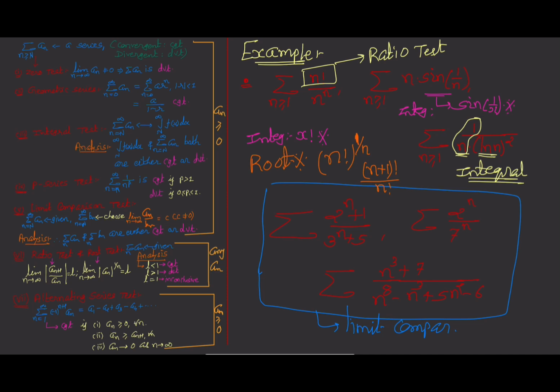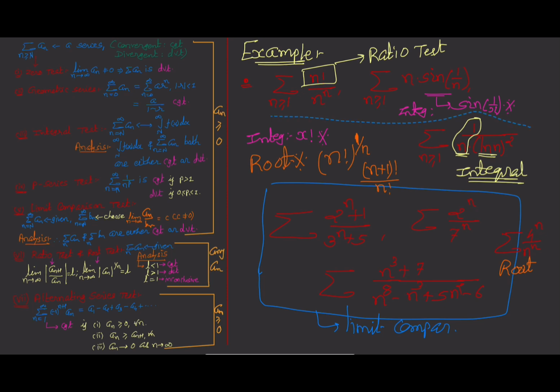If you have one example, for example summation 4 raised to n upon n raised to n, then only the root test is more helpful. This example, only the integral test. This example, summation n sine 1 upon n, everything is difficult. Root test is difficult, ratio test is difficult, comparison test is also difficult. So there are always some special examples.